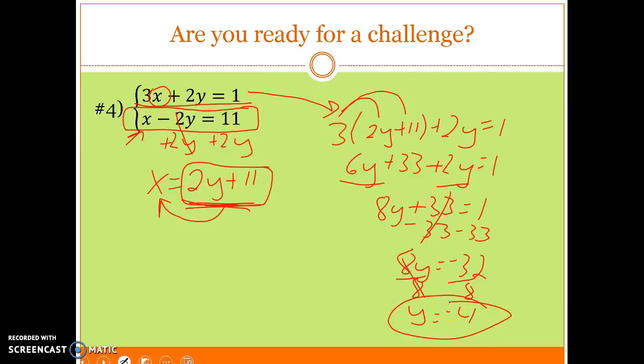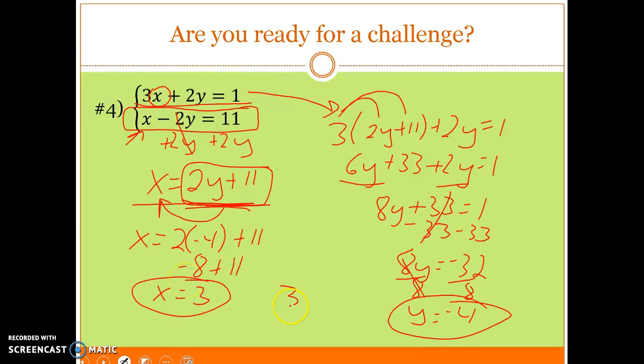That's half of my solution. Then I want to figure out what x is. So I'm going to go back to this equation here. I have that x is equal to 2 times y, and if y is negative 4, then it's going to be 2 times negative 4 plus 11. Well, 2 times negative 4 is negative 8 plus 11, and negative 8 plus 11 is 3. So that means that x is 3 and y is negative 4. And that's my point that is a solution.